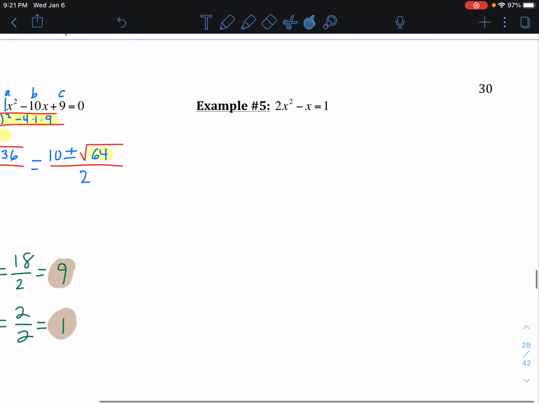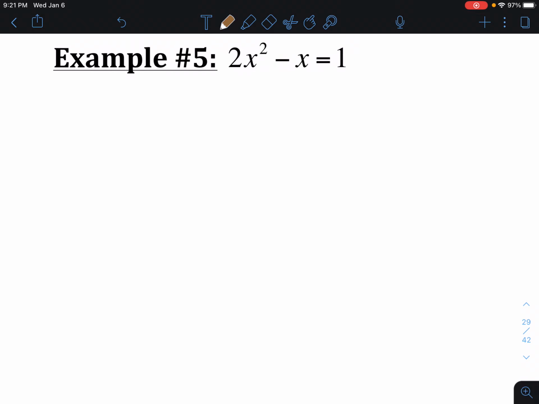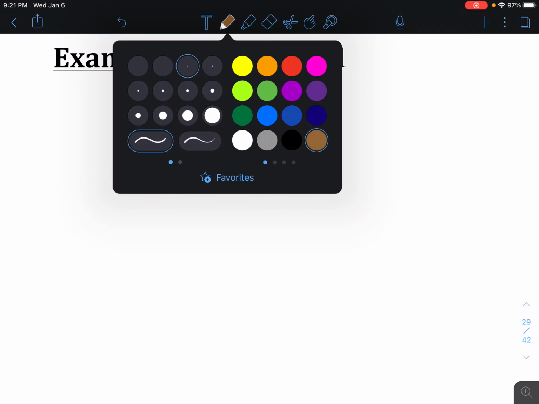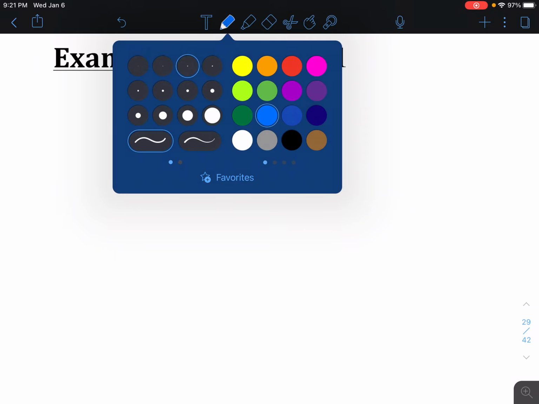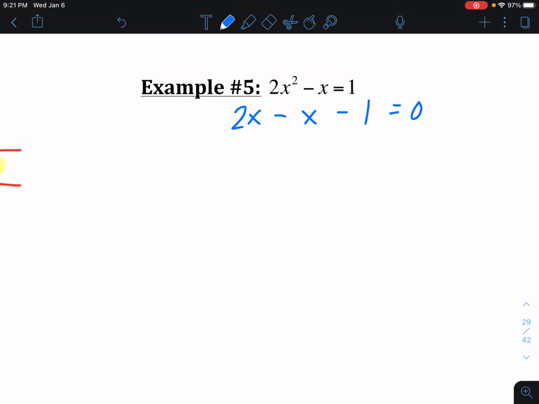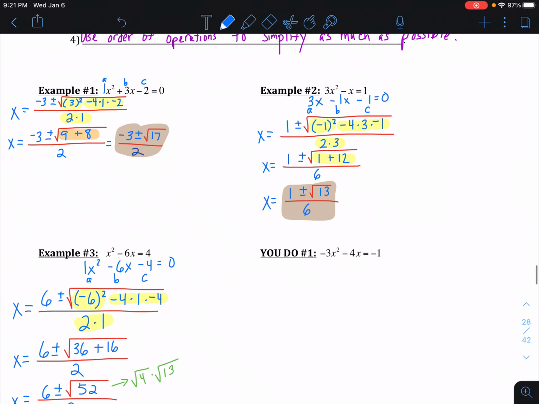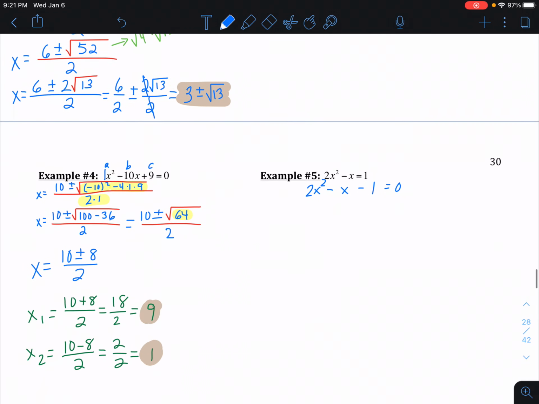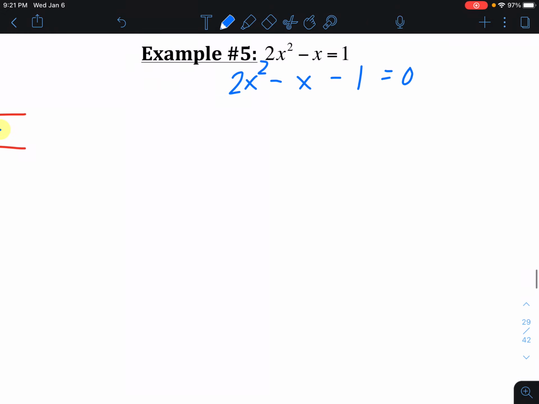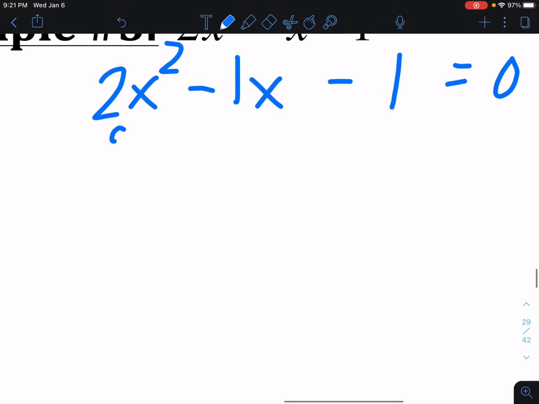Okay, let's try another one. Please make sure you're rewinding if you need to, if you need refreshers. First thing I notice is it's not equal to 0. So we're going to subtract 1. I just got to check something here. Okay, for a second I thought it was a repeat of earlier. So A is 2, B is negative 1, and C is negative 1.